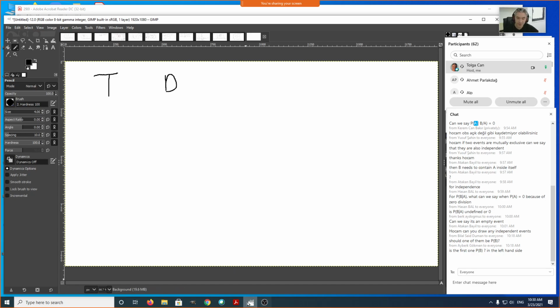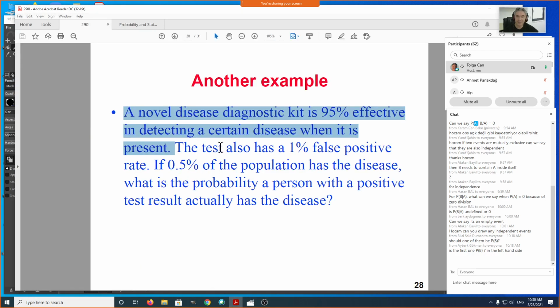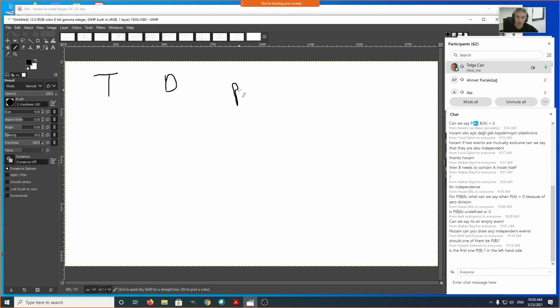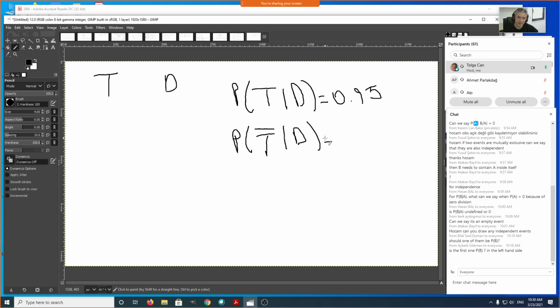All right. Now, the first sentence tells us that if the disease is present, the diagnostic kit is going to be 95% effective, meaning that the probability of T given D is 0.95. What about the probability that the diagnostic test is going to fail if you have the disease? These are two complement events, right? So it's going to be 0.05. Now, this is the first bit of information.